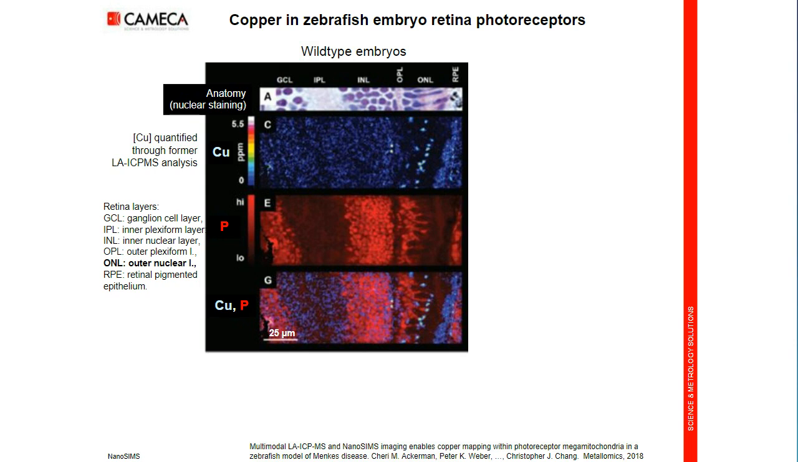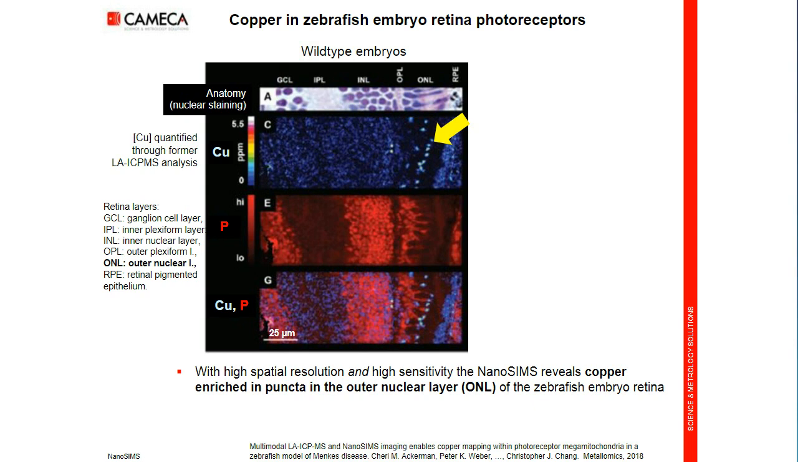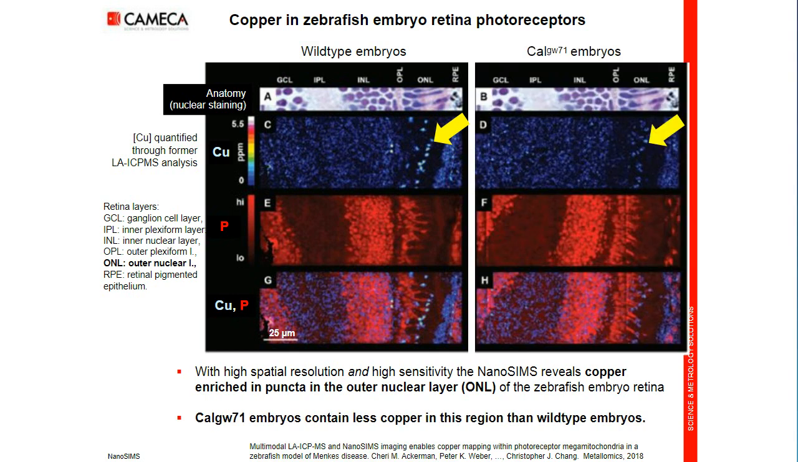First, the copper has been quantified using laser ablation ICP-MS. So the images here are displayed in a quantified scale in ppm, parts per million concentration of copper. And what you see is copper in the outer nuclear layer with puncta enriched in copper. So this is on the wild type embryos. And when you compare with similar images recorded in embryos that have this problem of export of copper, you see that the main difference is the level of the concentration of copper in these small puncta in the outer nuclear layer.